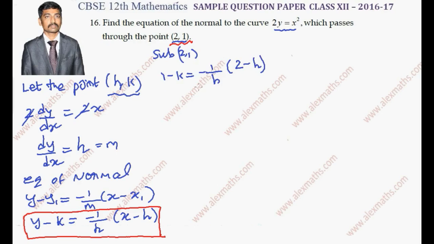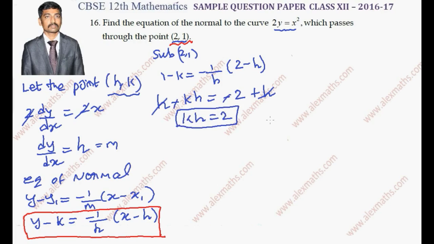Carry this h to the other side. So h minus kh equal to minus 2 plus h. We can cancel these two, and the minus also we can cancel. So kh is equal to 2. Again, substituting the h, k in the curve.